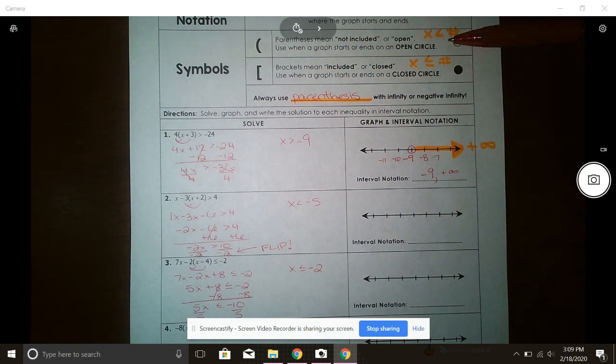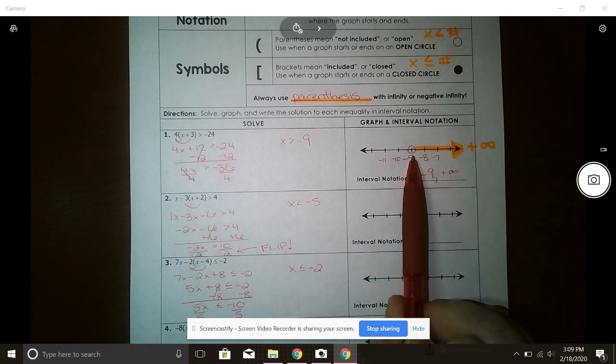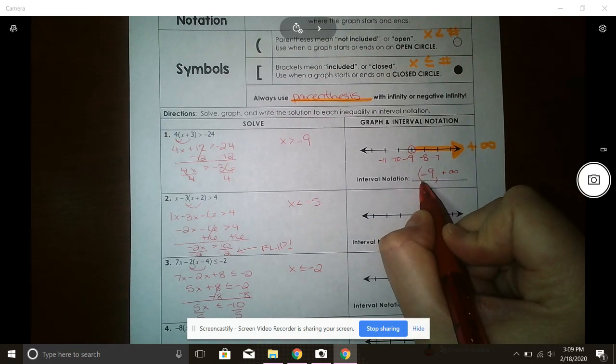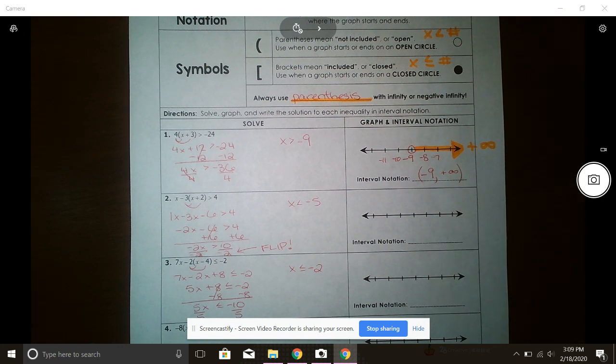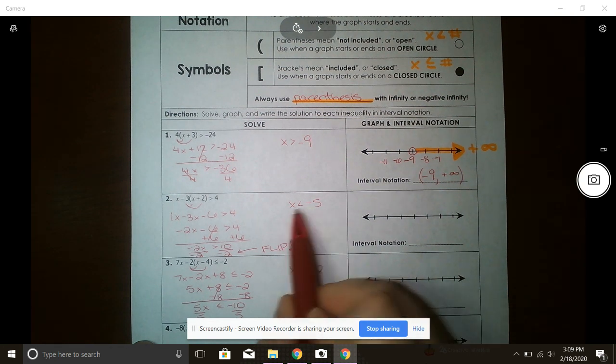The parenthesis is used as a way to say we are not including a value. Well, we are not including negative 9. There is no equal to here, and we can never include infinity. So our interval notation in this problem has two parentheses. Check out number 2. My final answer is x is less than negative 5.